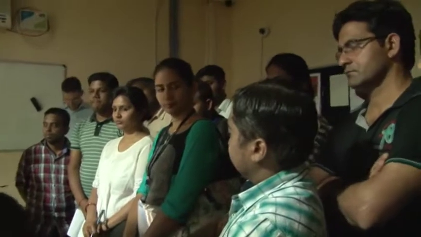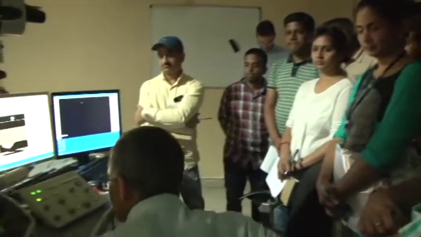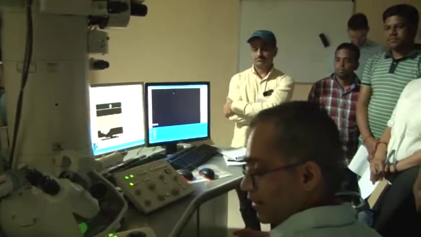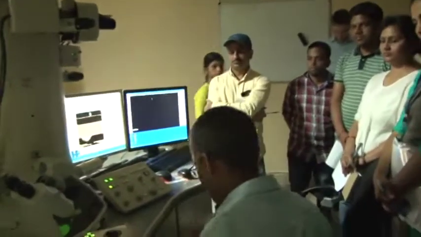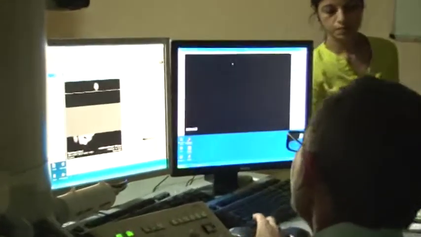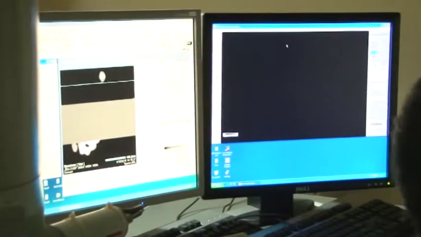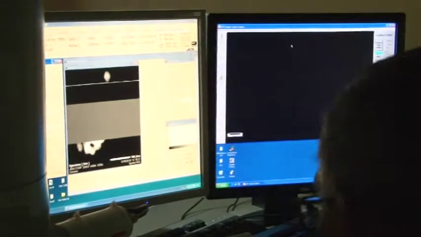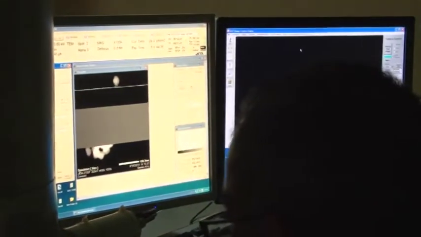Okay. So now some of the steps. Right now you see here the magnification is 150K. That's a little too much, so we will reduce it.